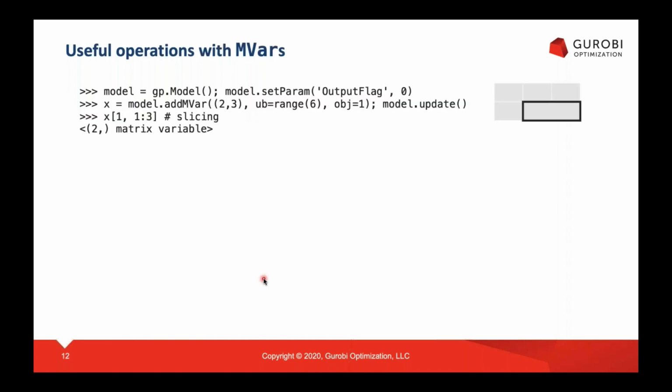Great. Now we know how to construct the MVars. Next thing, what are the operations we can do with it? Let's look at our code setup. We have an optimization model, and I disable output so that the output that is produced doesn't clutter up the slide. We add 1 variable x of shape 2, 3, so 2 rows, 3 columns. The upper bounds of this total of 6, so 2 times 3 variables, range from 0 to 5, and all have an objective coefficient of 1.